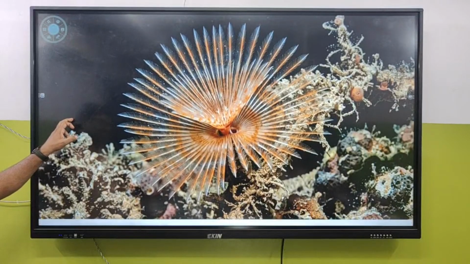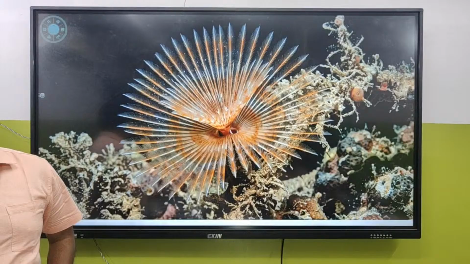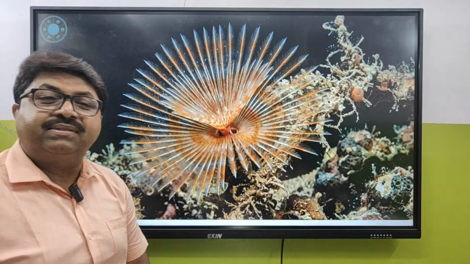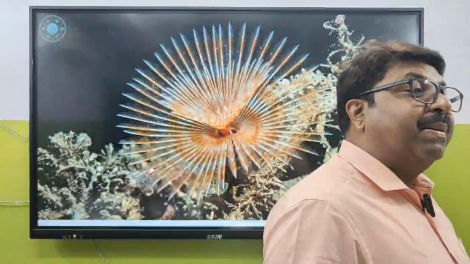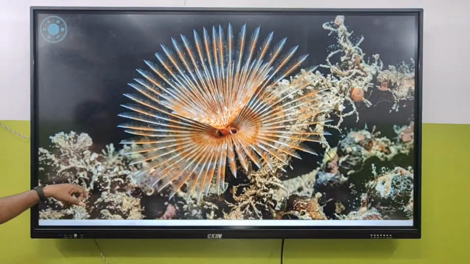Tell me this. And you know this. Peacock worm. Sabella, peacock worm. They have got a pigment. Tell me the name of the pigment. Chlorocruorin. Sabella.